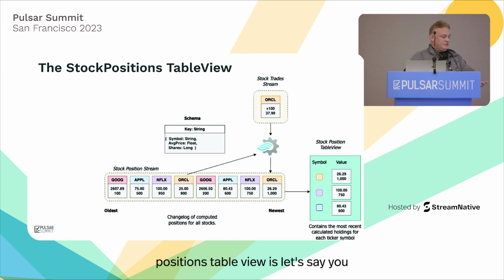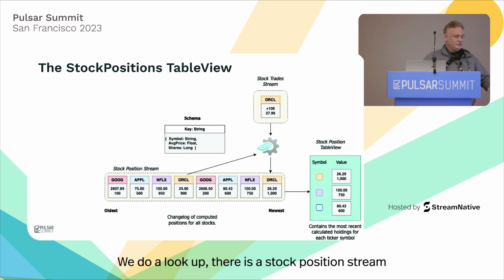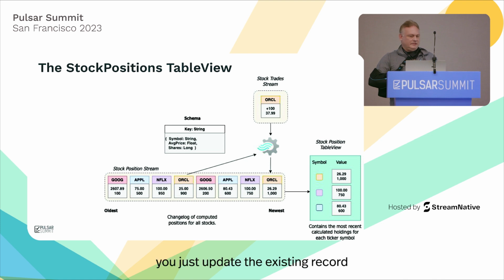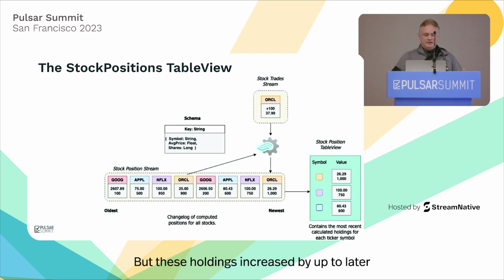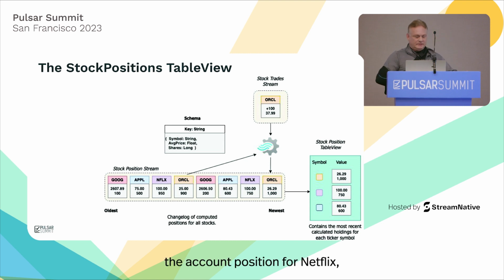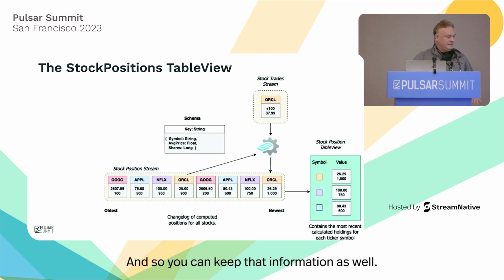And then the stock positions table view is, let's say, everybody logs into your account, we do a lookup. There is a stock positions stream just for me and just for you and just for every person who has an account. And it tracks when I execute a trade, what comes in, and I change this information, right? You just update the existing record by reading the previous value and updating the information in the stock trade details. So for instance, you can see in this account I had 100 shares of Google at one point in time, but these holdings increased by 200 later on as a result of a successful buy order coming into the stream. Similarly, the account position for Netflix dropped from 950 to 750 as a result of the sale. And so you can keep that information as well.